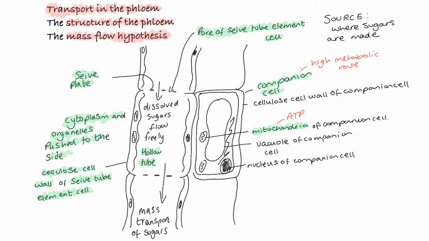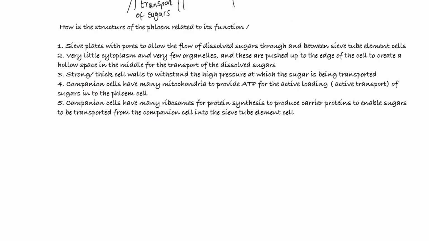So let's just recap how the structure of the phloem is related to its function. The sieve plates have pores to allow the flow of dissolved sugars through and between the sieve tube element cells. They have very little cytoplasm and very few organelles, and these are pushed up to the edge of the cell to create a hollow space in the middle for the transport of the dissolved sugars. They have strong, thick cell walls to withstand the high pressure at which the sugar is being transported.